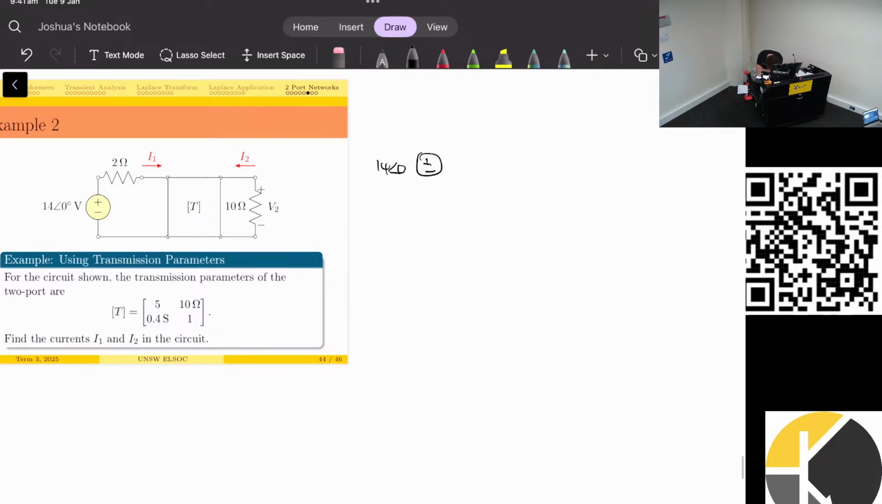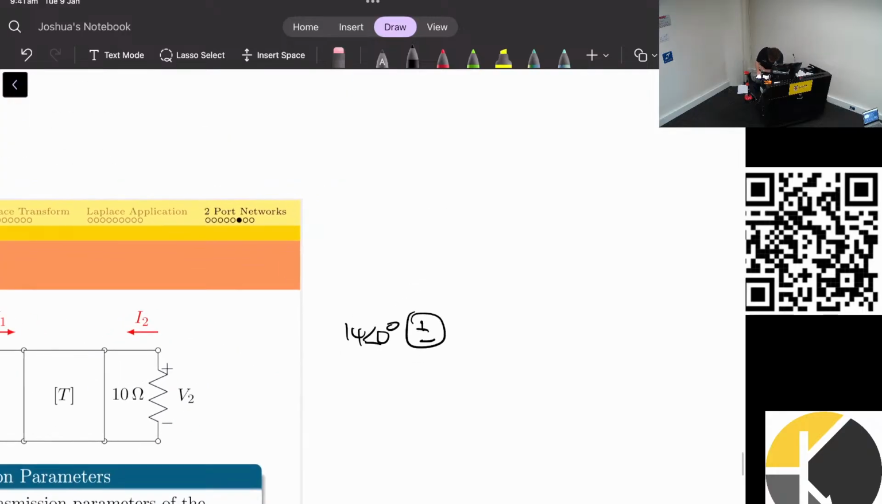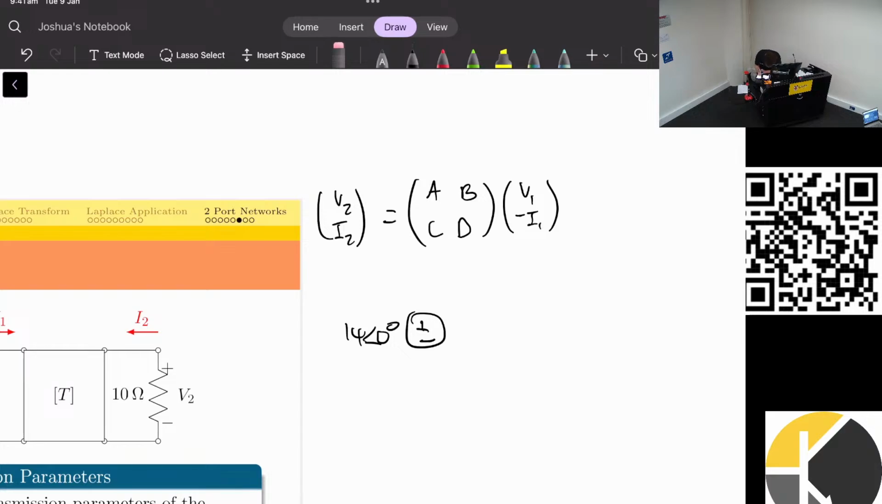What I'm thinking is, what does this actually tell us? What does t actually tell us here? It gives us a relationship between, well, what is t? Let's recall t parameters. It will be A, B, C, D, times V2 and minus I2 equals V1 and I1. Oh, sorry, the other way.